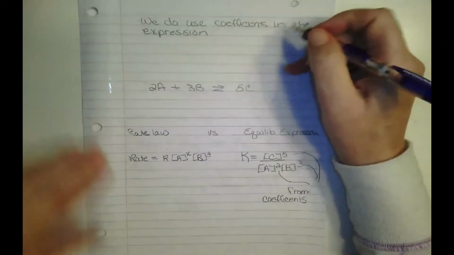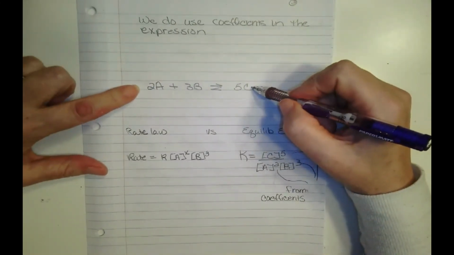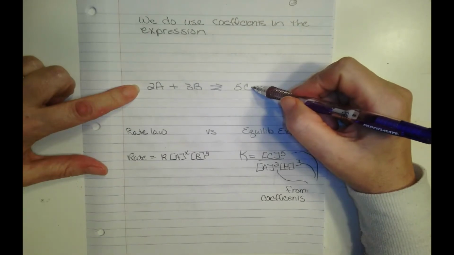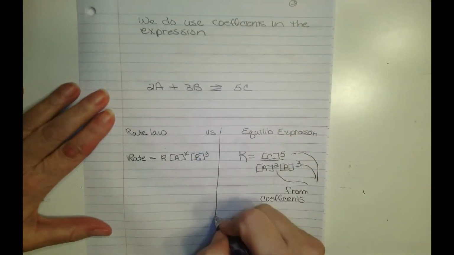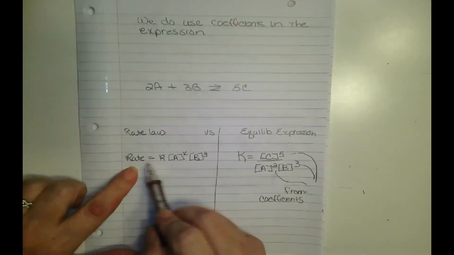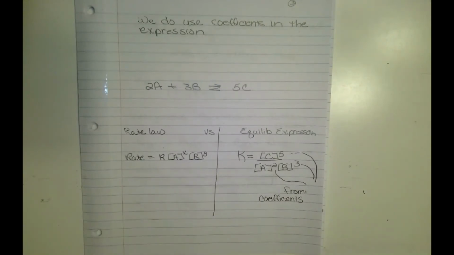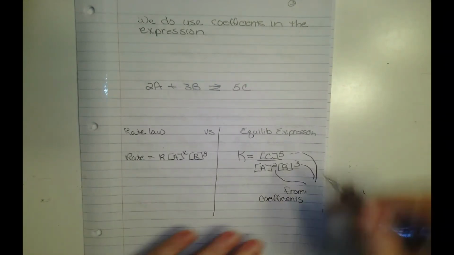And like rate, K is different at different temperatures. So let's practice writing. Okay, we do use coefficients in the expression. Here is an example with coefficients, and I want you to see the rate law versus the equilibrium expression. So if I'm going to write my rate law, it's rate equals K, concentration of A, B raised to some power. We need to figure that out elsewhere, okay?